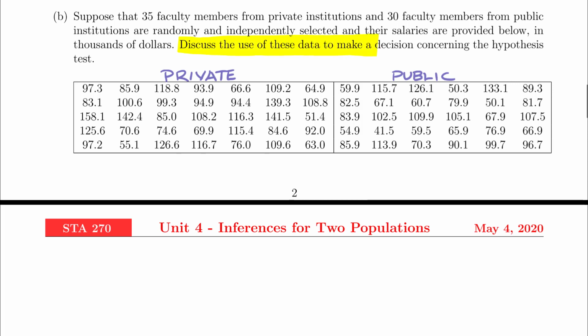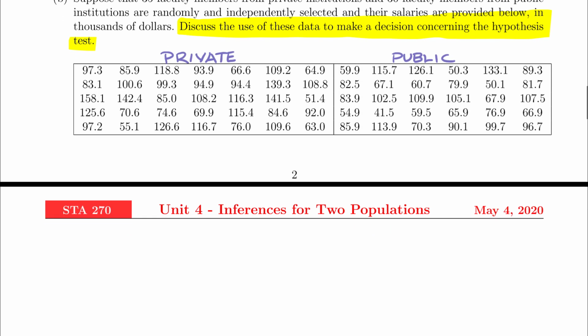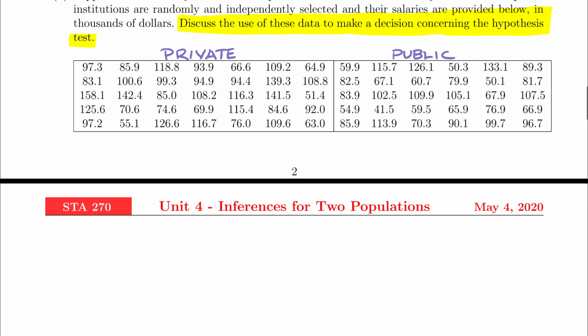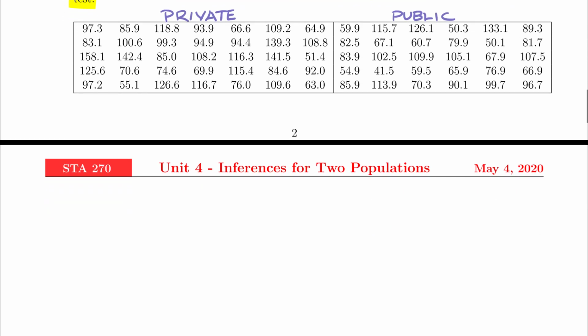So what we want to do for this particular problem for part B is discuss the use of this data and to make a decision concerning that hypothesis test. The whole premise here is that we're looking at the difference in the means of the two populations. So it would make sense that we would compute the means of the two samples. Remember, for a sample mean, you simply take the sum of all the values in the sample divided by the sample size, and you'll have the sample mean.